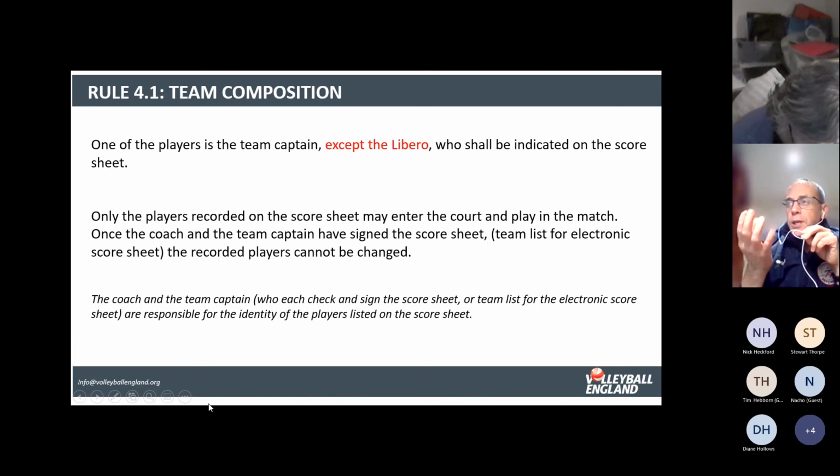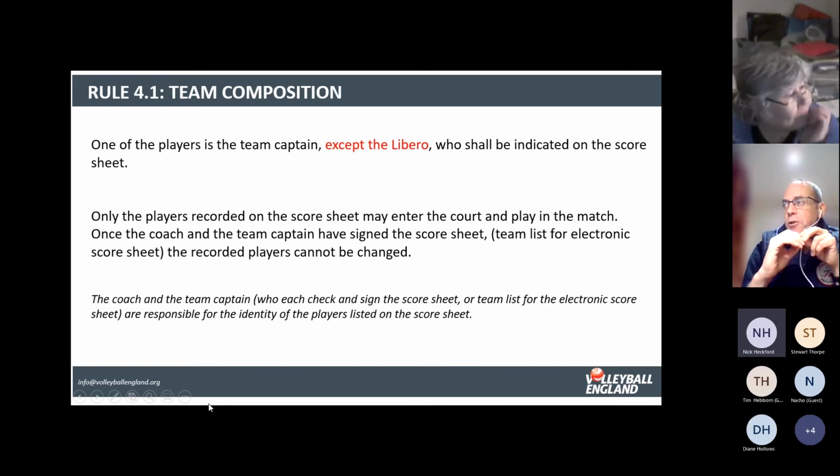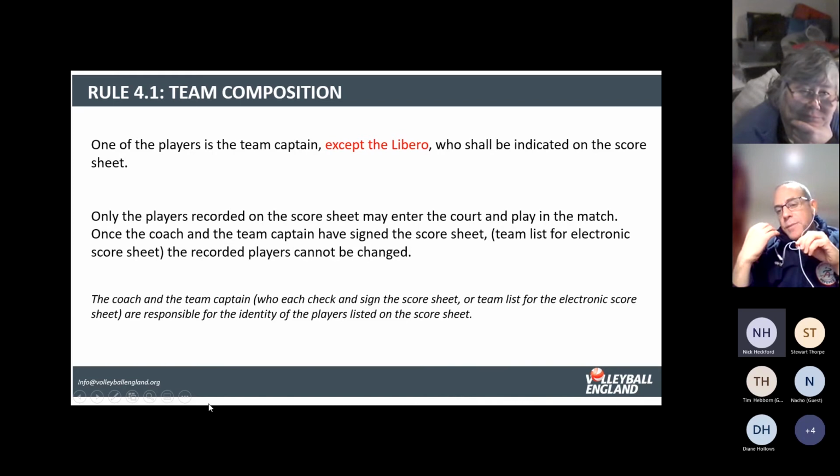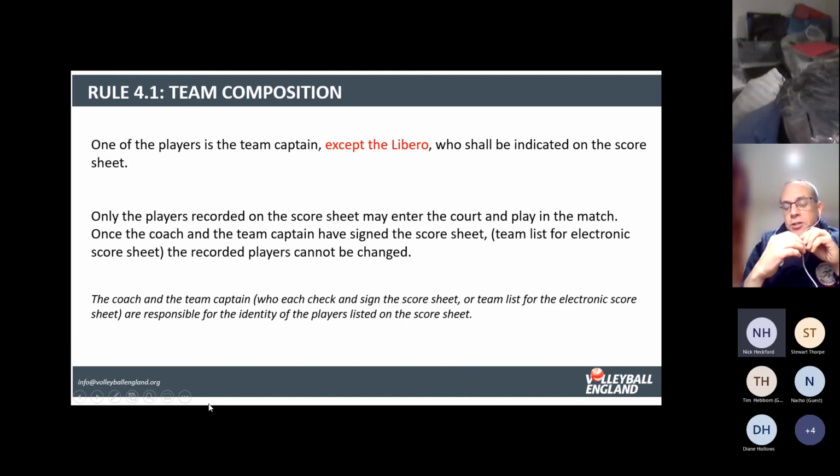So you have one of the players as the team captain. And only the players recorded on the score sheet may enter the court and play in the match. Once the coach and the team captain have signed the score sheet, the recorded players cannot be changed. This is key. This is why they must check their numbers. You must check the team lists are correct. You must check that everyone is there, because if they sign the score sheet and there is a player that is not on the score sheet that is trying to take part in the match, then they will be an illegal player, an unregistered player, and the consequences for unregistered players taking part in the match are considerable.